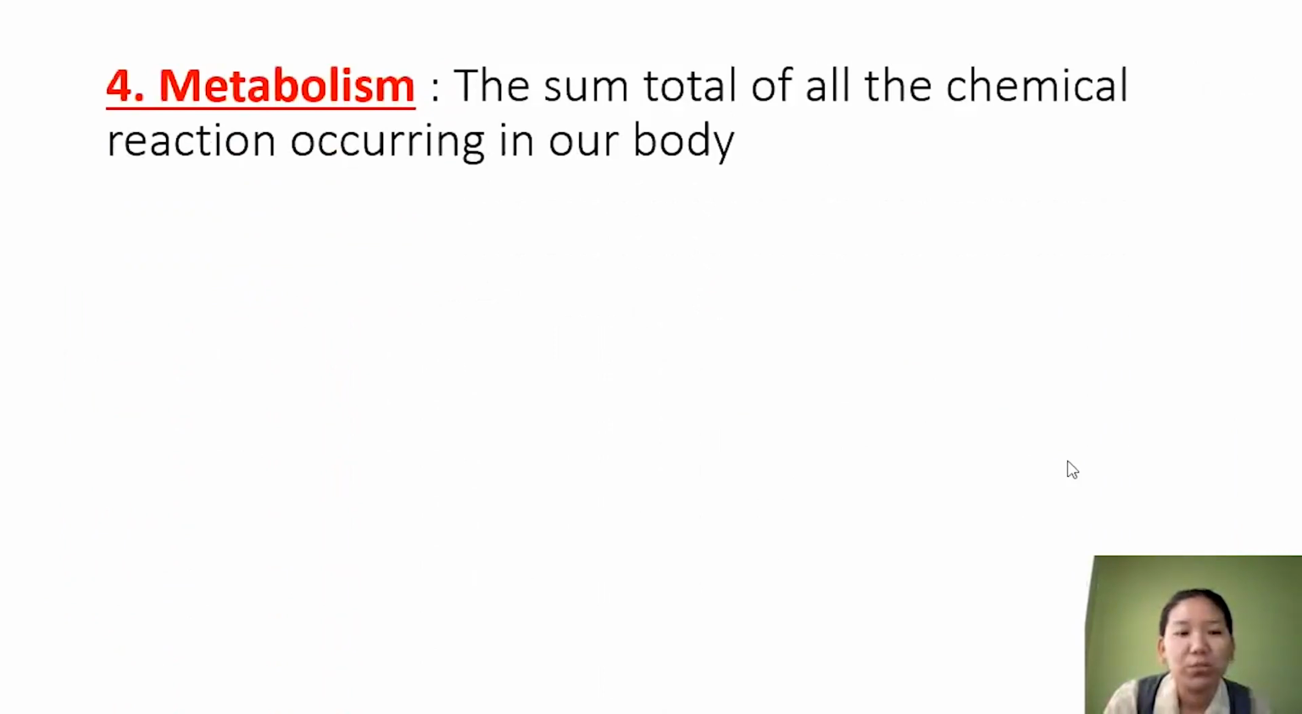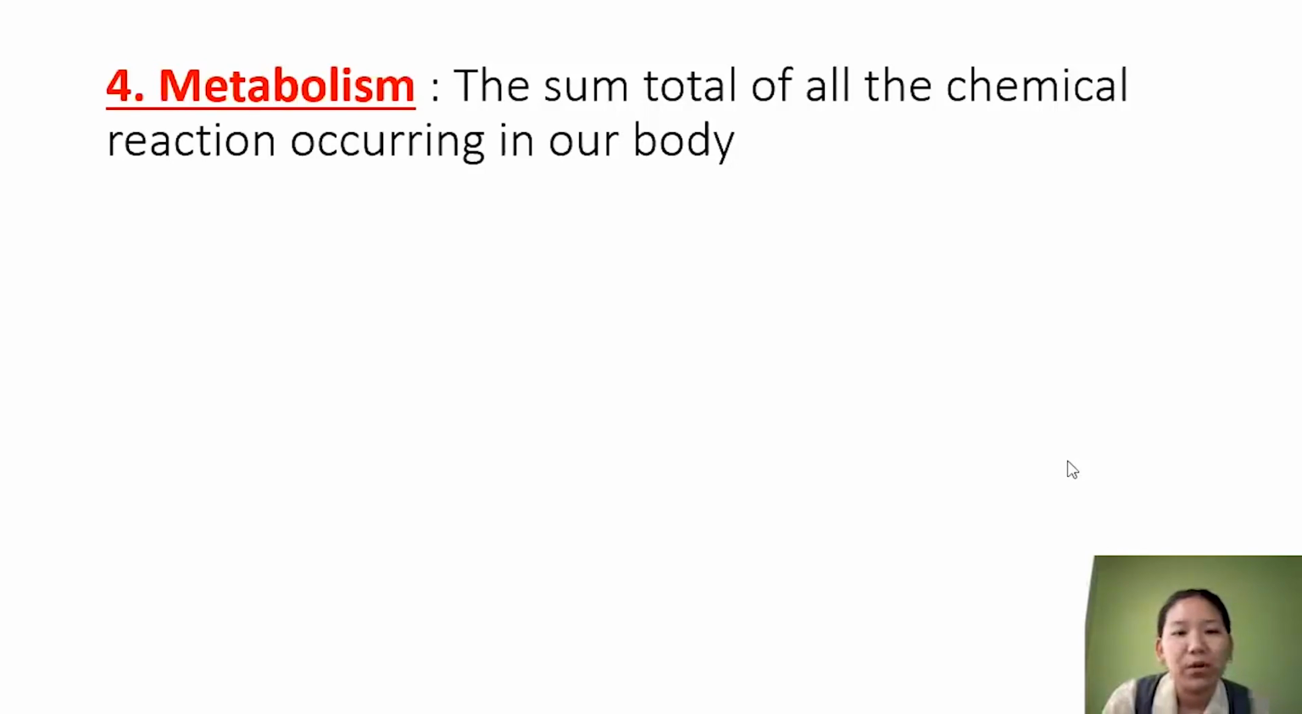Next, metabolism. We know that all living organisms are made up of chemicals, and these chemicals are not stable. They keep on undergoing reactions. There are various types of chemical reactions taking place, and this sum total of all the chemical reactions occurring in our body is called metabolism.